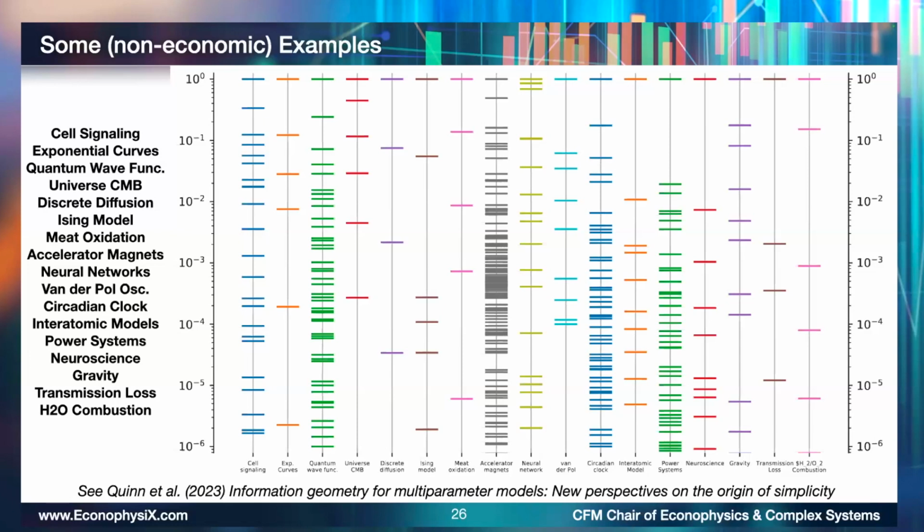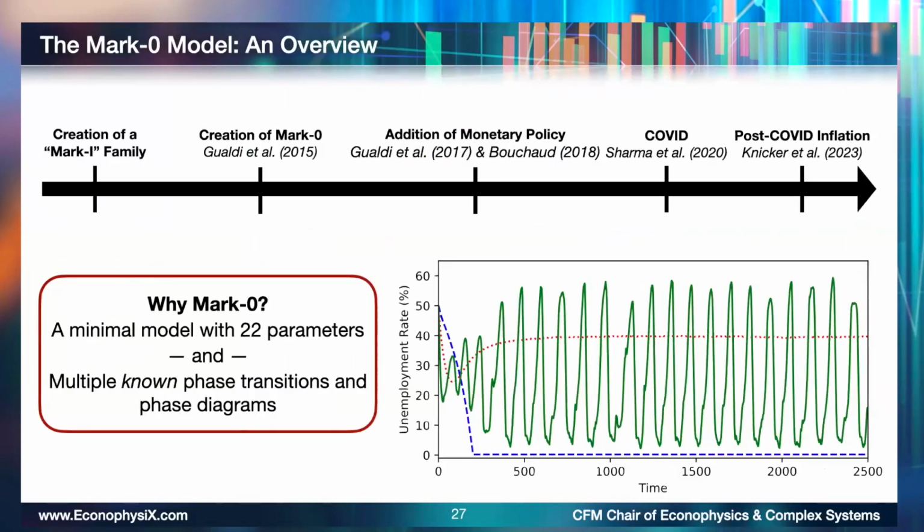So let's apply this approach to a macroeconomic agent-based model. For that, we select the Mark 0 model, which was an initial simplification of the Mark 1 family, to study a phase transition in dimensions. Why? Well, it has 22 parameters, which allows me to run the model rather frequently compared to some much larger agent-based models. And more importantly, it has multiple known phase transitions.